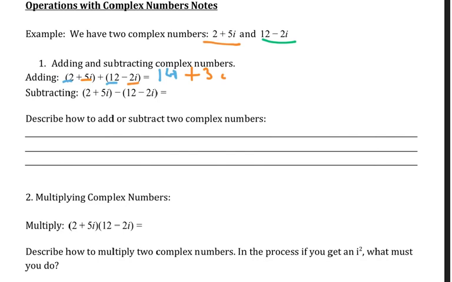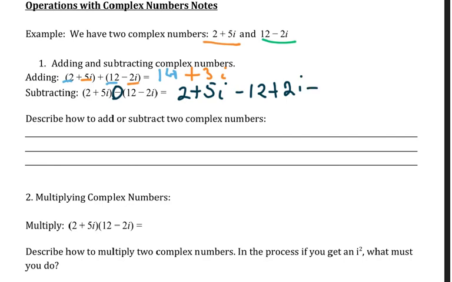Subtracting is just slightly different. You just have to be very careful because when you have a subtraction sign right here, you have to distribute this negative sign through the complex number that is right behind it. So I'm going to have 2 plus 5i, and then I'm going to distribute the negative to 12 and negative to i. So negative 1 times 12 is going to be negative 12, and negative 1 times negative 2i will turn it into positive 2i.